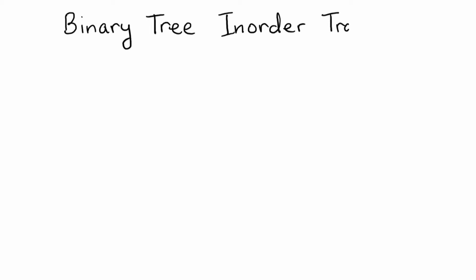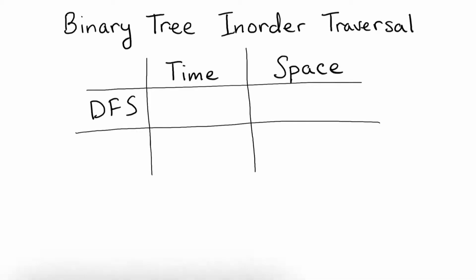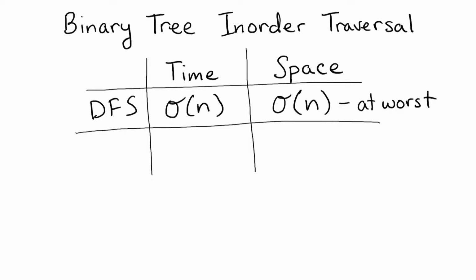Imagine you get the following question in an interview. You are asked to do an in-order traversal of a binary tree. You think, sure, this is easy enough. I could do a depth-first search and it would take linear time and, at worst, linear space complexity. But then you get the dreaded question from your interviewer: but can you do better?